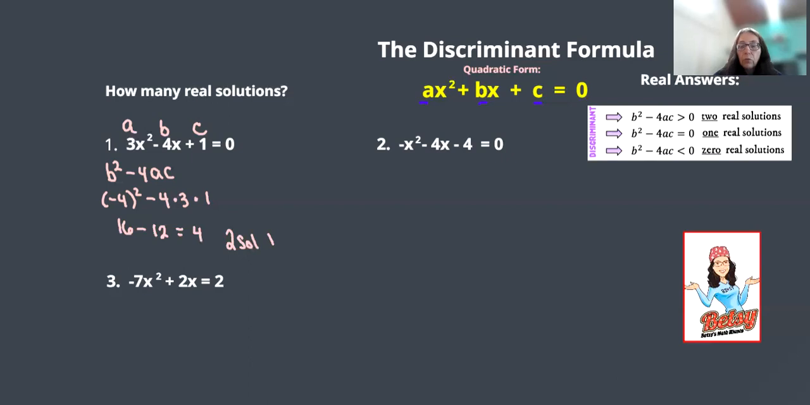All right, 2 real solutions. Let's take a look at number 2. Now, A again is the number in front of your x squared. There's a negative there, so A is actually negative 1.